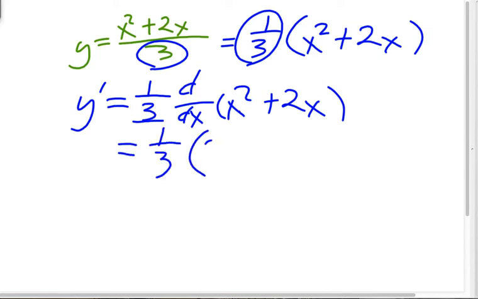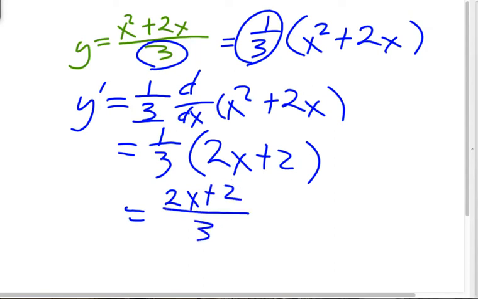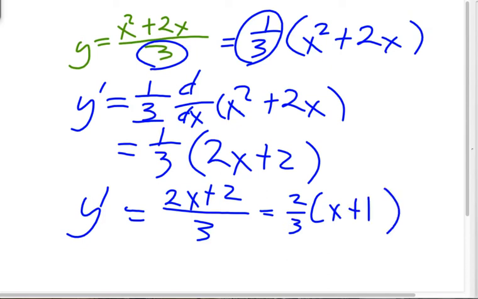Take the derivative of this. So it's (2x plus 2) over 3. And that's the first derivative. All right? So be careful. Or if you want to, you could rewrite this, if we factor the 2 out, as 2/3 (x plus 1). Either one of these would be acceptable.